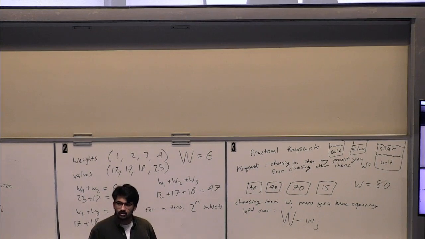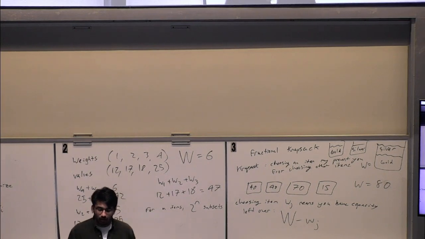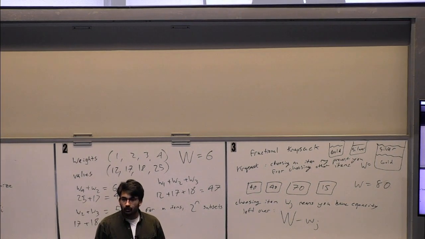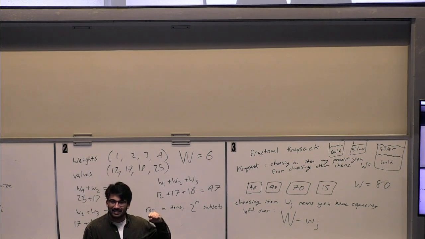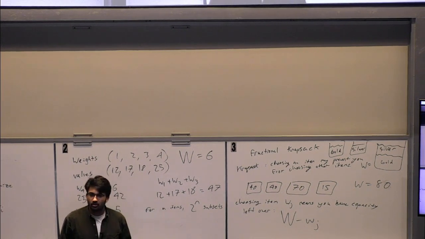There may be some silver left over, right? The problem as worded does not restrict this, and this will be a case in the DP. If you have an item of weight 1,000 and you only have Knapsack capacity 10, you simply can't choose the item. So you just say don't choose the item.